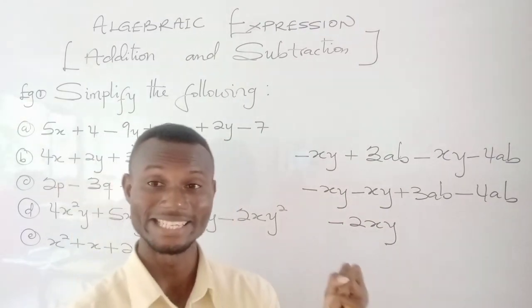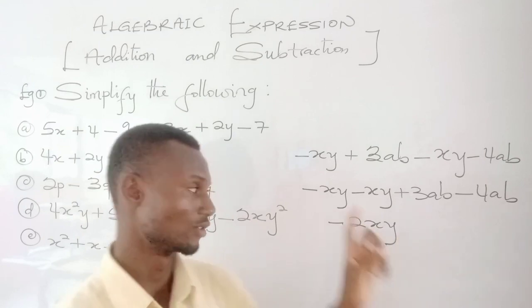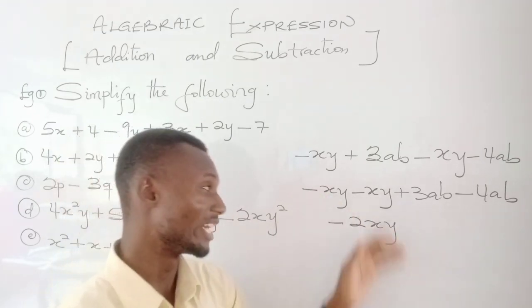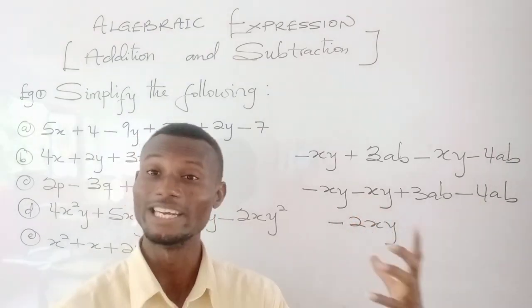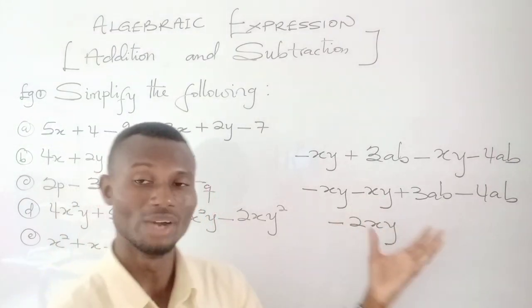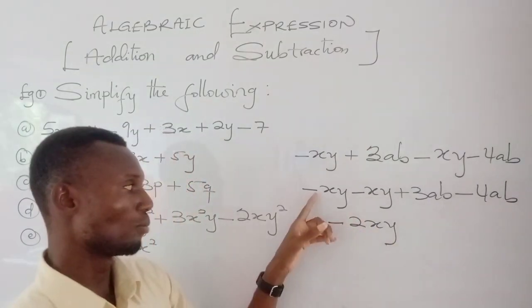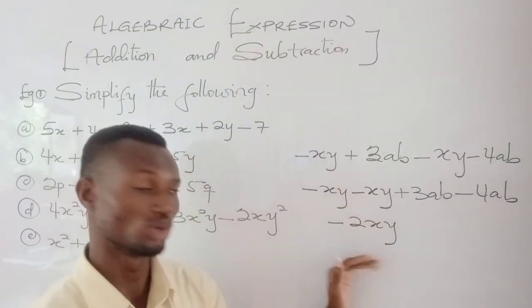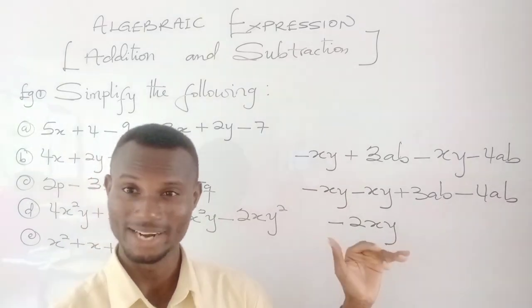I hope you know why we are getting the minus 2sy. Consider the negative as the money you are owing. So I'm owing someone 1, and at the same time I'm owing the person 1 again. So in all, I'll be owing the person 2. That's why we have minus 2sy. So minus 1 minus 1 gives minus 2, so minus 2sy. I hope you understand.